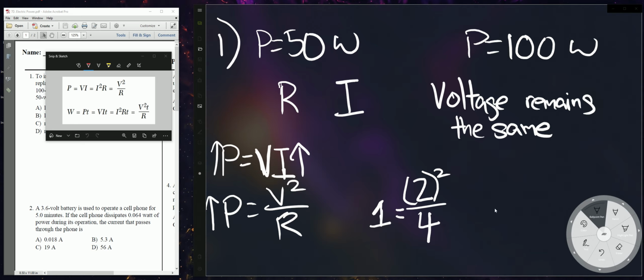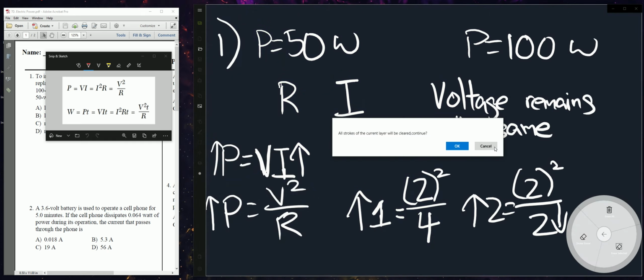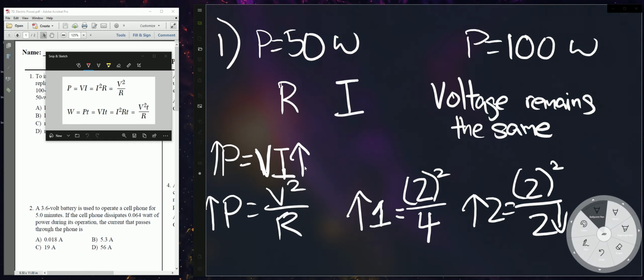But if you increase your power and you go from 1 to 2, your voltage stays the same. So what does your R have to be to get 2? Because if you have 4 on the top here, what number do you want down here for your power to be 2? Your R has to be 2, right? 4 divided by 2 is 2. So when your power increased, your resistance decreased. So if power increases, current increases, and your resistance decreases.